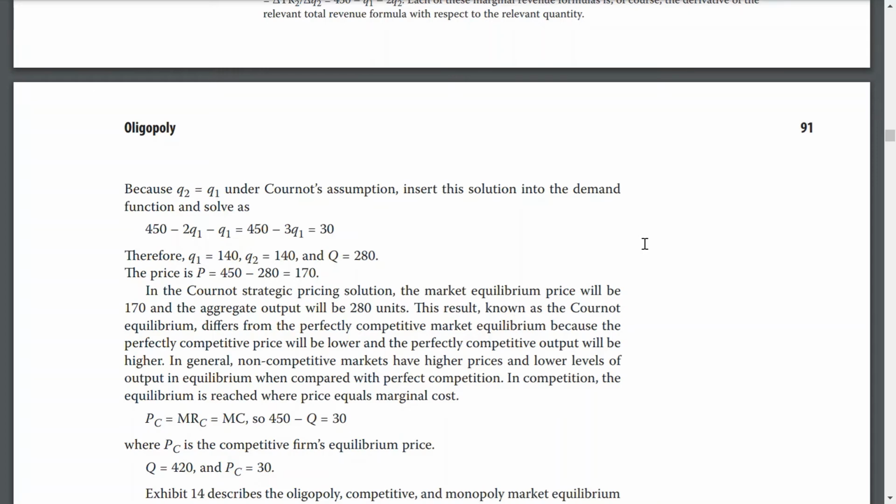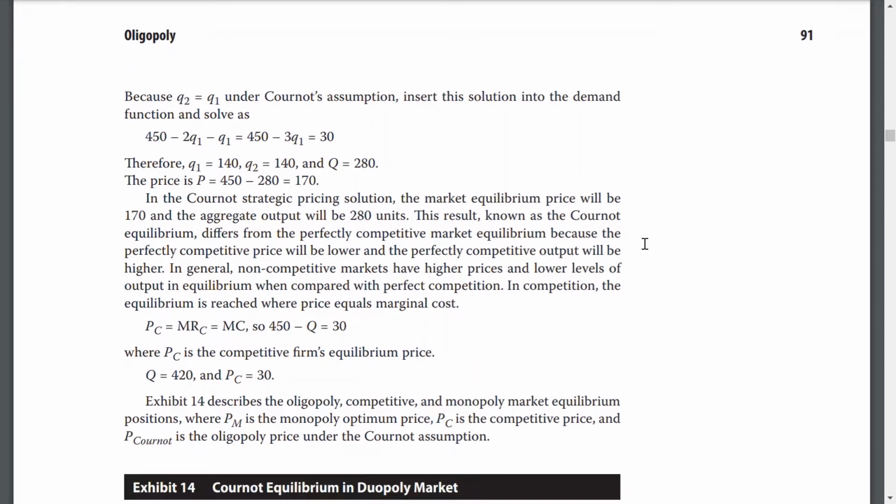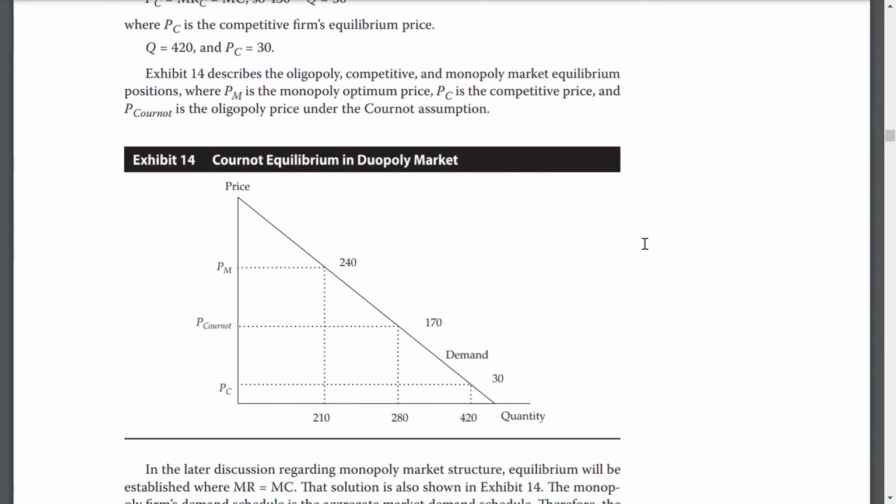It differs from the perfectly competitive market equilibrium because the perfectly competitive price will be lower, and the perfectly competitive output will be higher. In general, non-competitive markets have higher prices and lower levels of output in equilibrium when compared to perfect competition. In competition, the equilibrium is reached where price equals marginal cost. Exhibit 14 shows the Cournot equilibrium in duopoly markets.